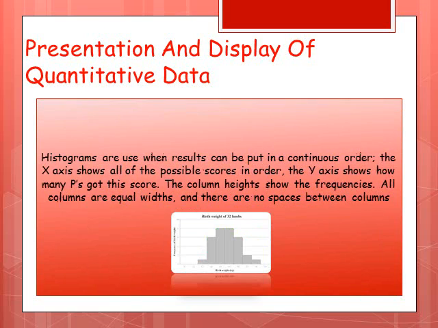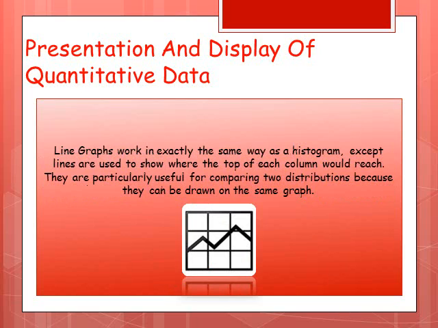Histograms are used when the results can be put in a continuous order. The x-axis shows all the possible scores in order, and the y-axis shows how many participants got that score. The column height shows the frequency, and all columns are of equal width, and there's no space between the columns.